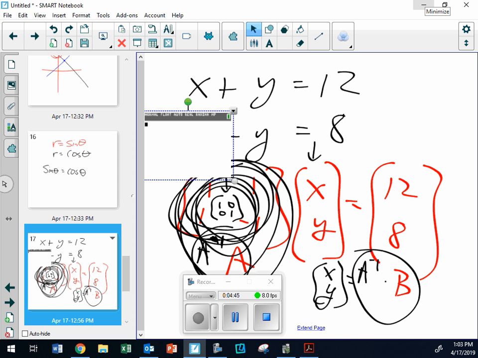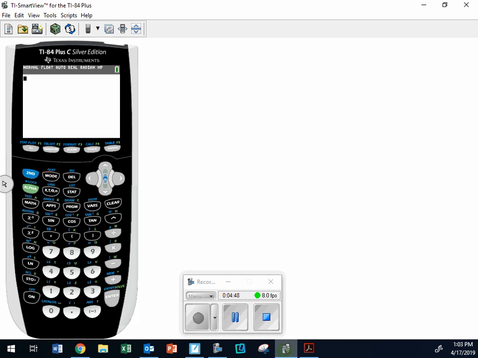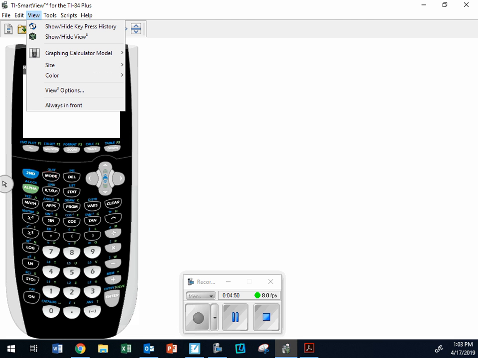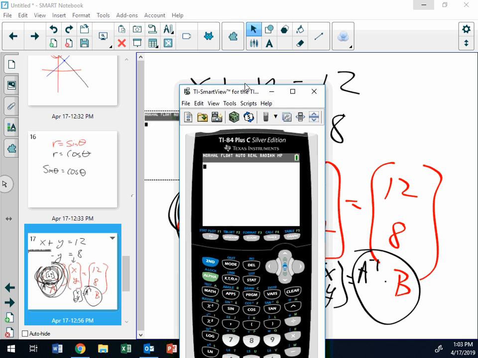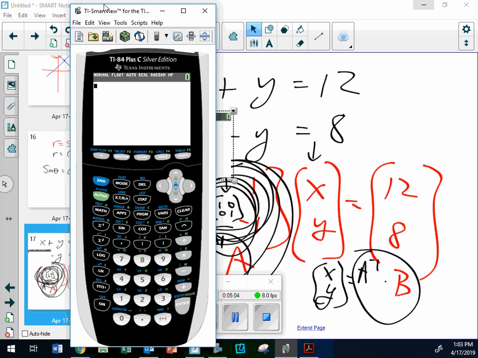Oh, my. Okay. View. Somehow I full screened the calculator and I don't know how to fix it. Just a second. There. I had to grab it with the mouse.